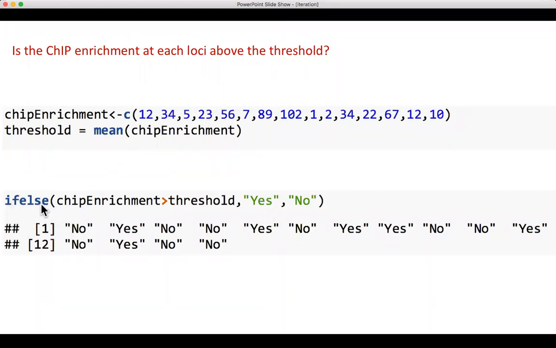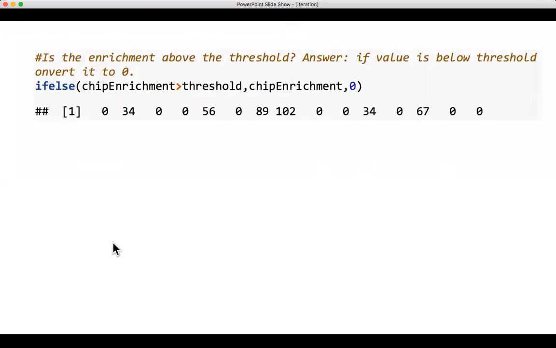So we're saying if else, if chip enrichment is greater than the threshold, is higher than the threshold, print yes, otherwise just say no. So that's how the output is going to come. Based on that, this particular output has come.